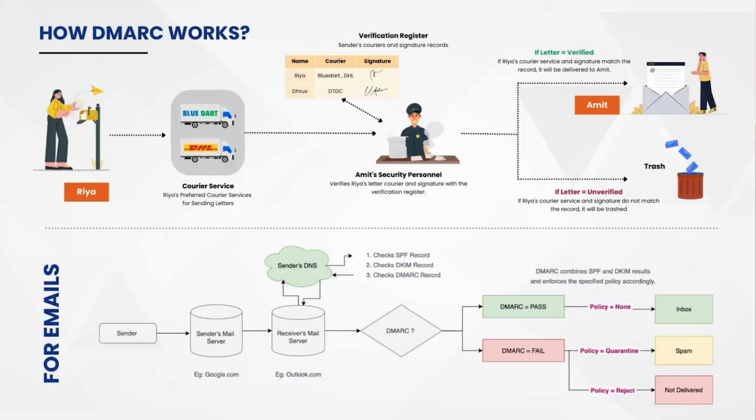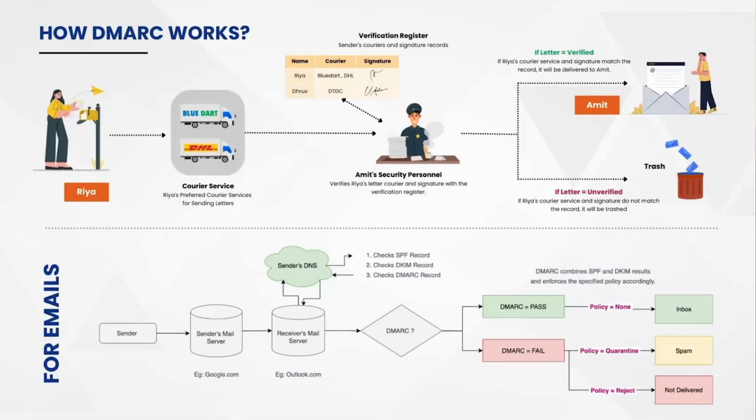Then it checks whether the letter is verified or not. The same goes with emails also. Now you can see here the email, Ria is the sender. The sender sends via the sender's mail server, which is configured with Google. The receiver's email server is Outlook.